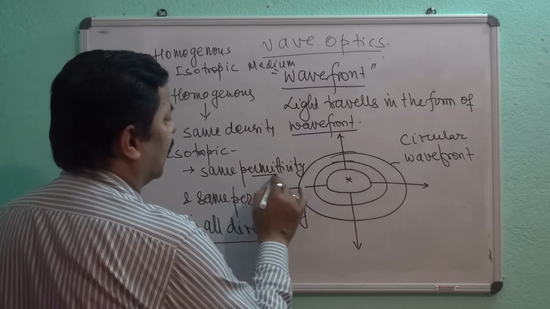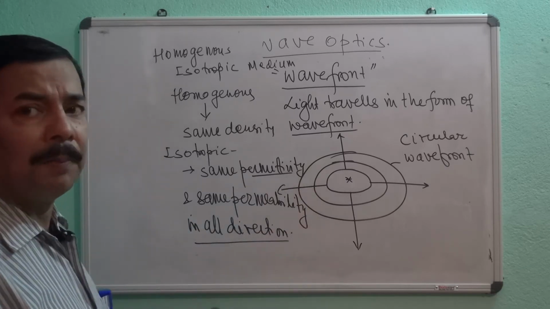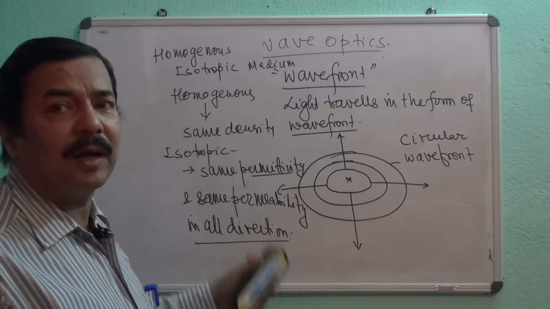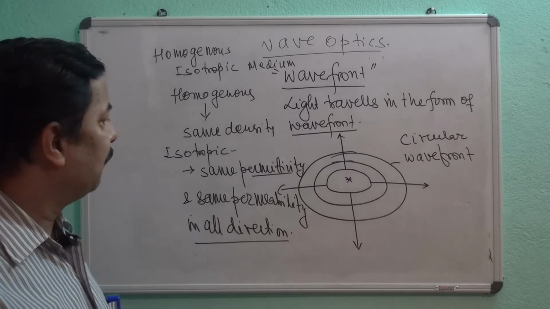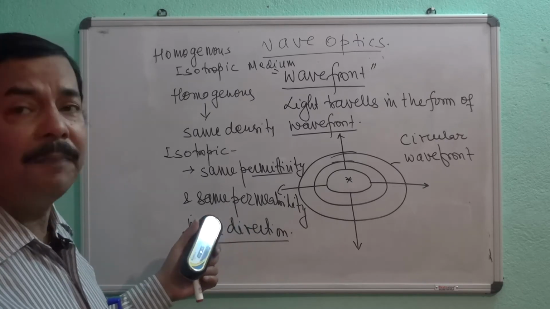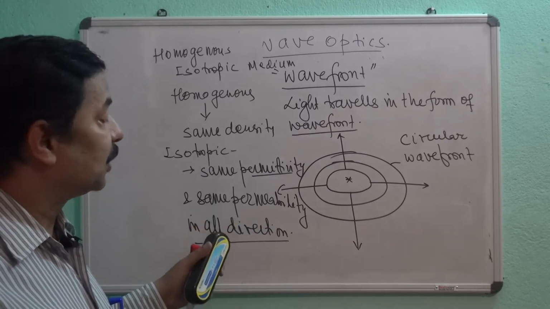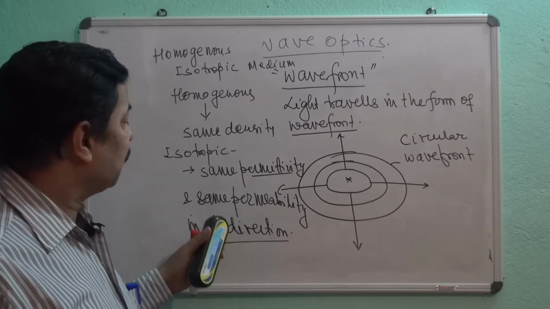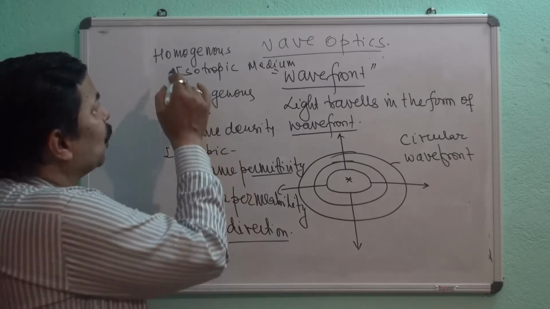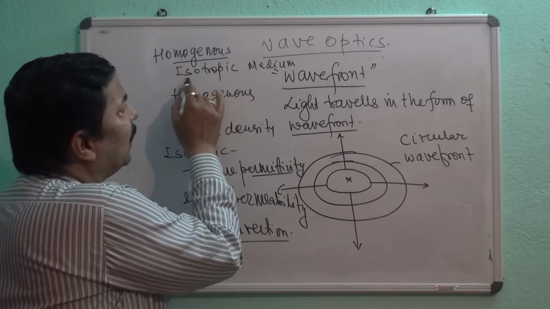One word is there, that is permittivity. Permittivity is basically the electrical property of a medium, which you have read in your electrostatics, and permeability is a magnetic property of the medium, that will be dealt with in detail in the magnetism portion. I will tell you about this, but basically you have to understand that the medium should be homogeneous and isotropic.